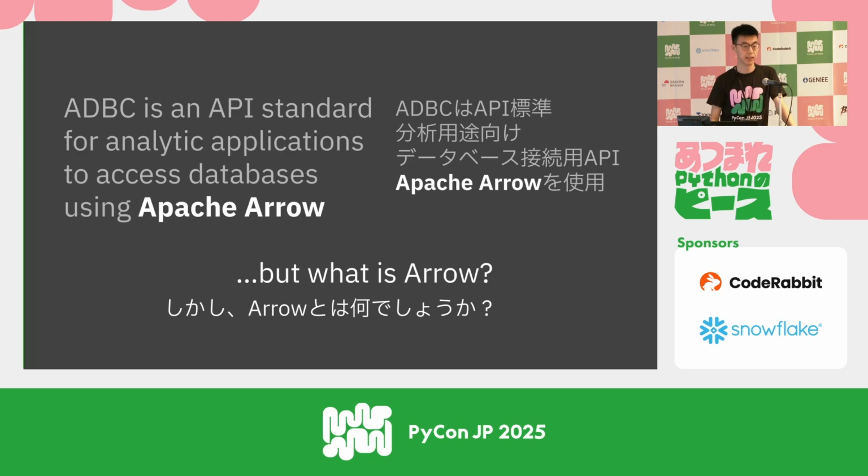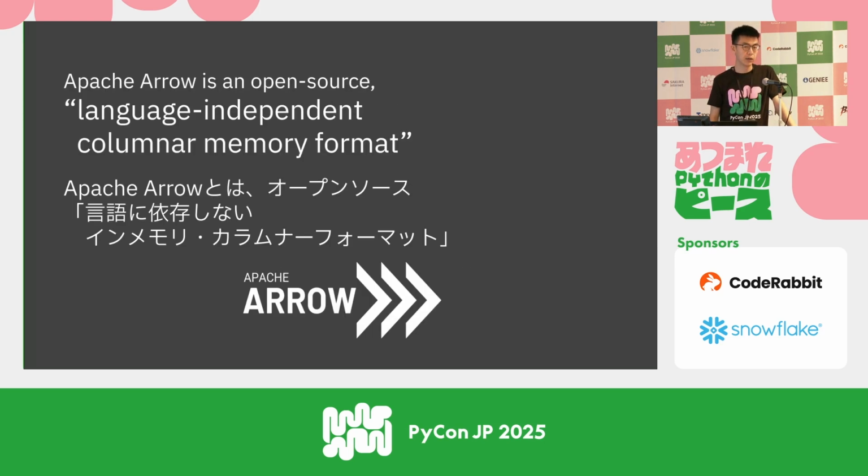So again, what is Arrow even? Well, Arrow describes itself as an open source, language-independent columnar memory format. That's a lot of fancy words. So again, I want to take this and break it down and explain what that all means.